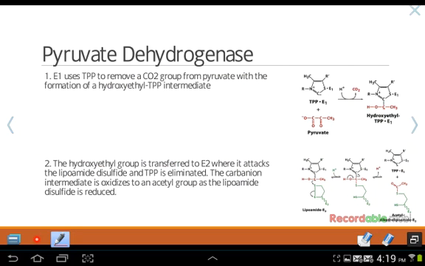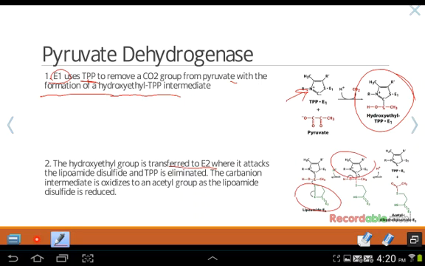In order to do this conversion, the first step, E1, uses a cofactor, TPP, to remove a CO2 group from pyruvate with the formation of a hydroxyethyl TPP intermediate that we see here. This intermediate is then transferred to E2, where it attacks the lipoamide disulfide, and TPP is eliminated. The carbanion intermediate is then oxidized to an acetyl group as the lipoamide disulfide is reduced.